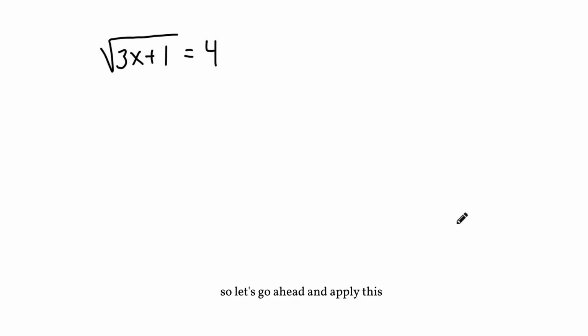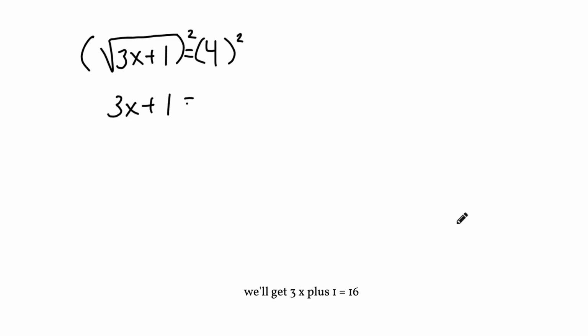So let's go ahead and apply that same logic to this radical equation. If we square both sides, we'll get 3x plus 1 equals 16, because the square root cancels the radical. So now that we have our equation in this format, it's way easier to solve for x. We just need to simply solve for x using things we've learned in Algebra 1.